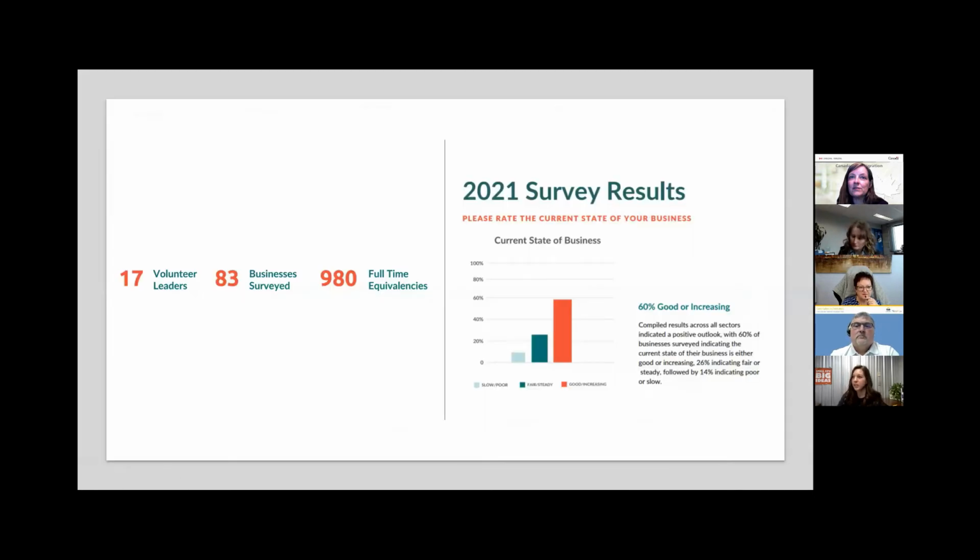So we conducted our business walk, the 4th annual business walk, in September of this past year. And we had 17 volunteers who helped us with that walk. We were able to reach 83 businesses, and those businesses in total employ the equivalent of 980 full-time workers.